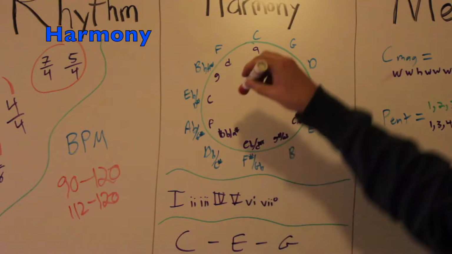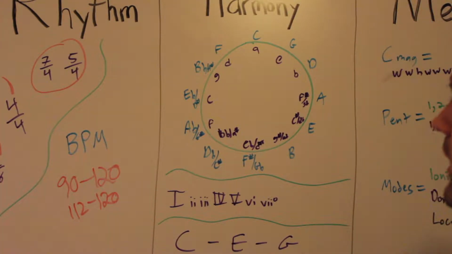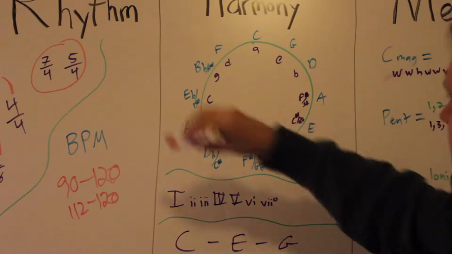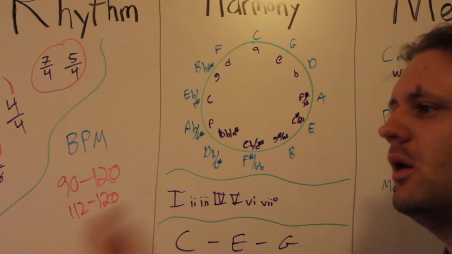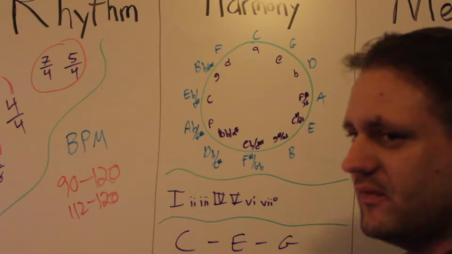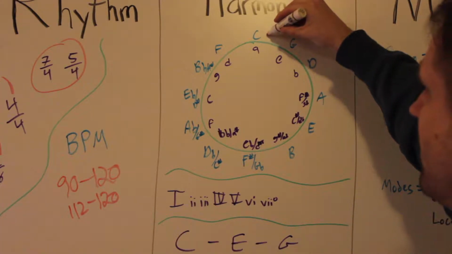Alright, now this here is something a lot of people might have already seen. It's going to be called the circle of fifths. And what that means is going in this direction, from this chord to this chord to this chord, is all going to be going up a fifth. It's going to be going up what's called a perfect fifth. And that's just that C to G is a fifth.